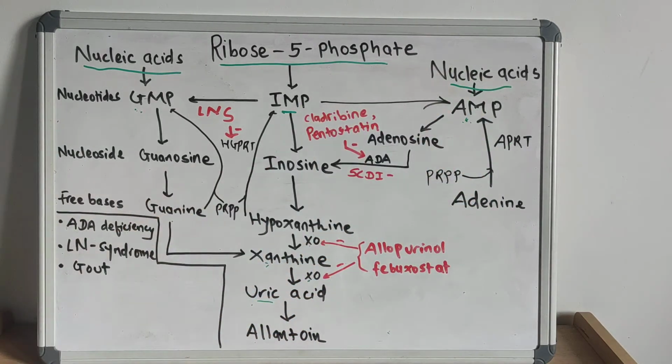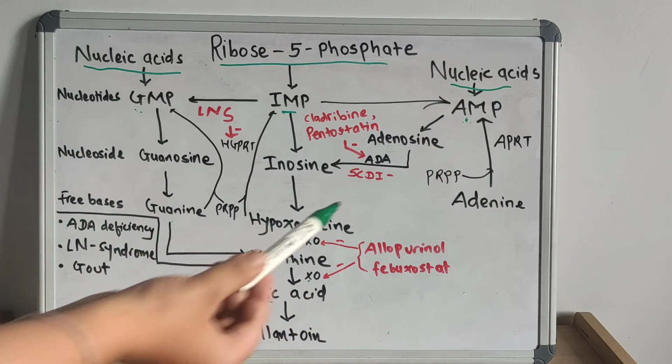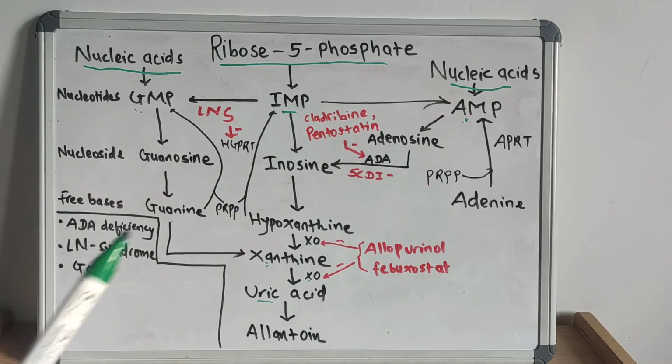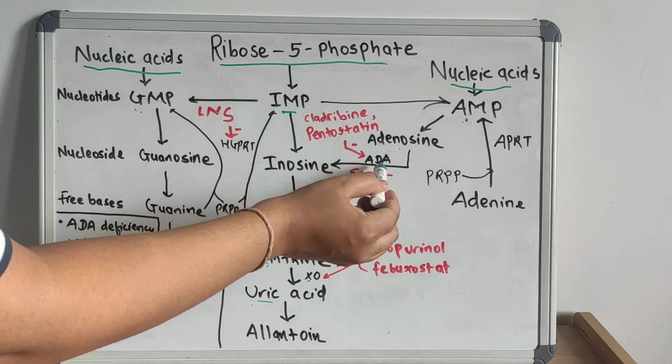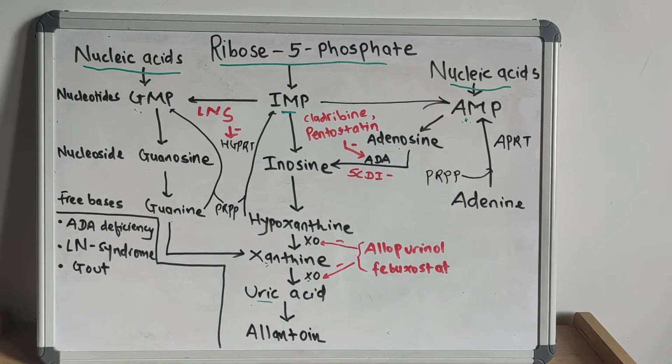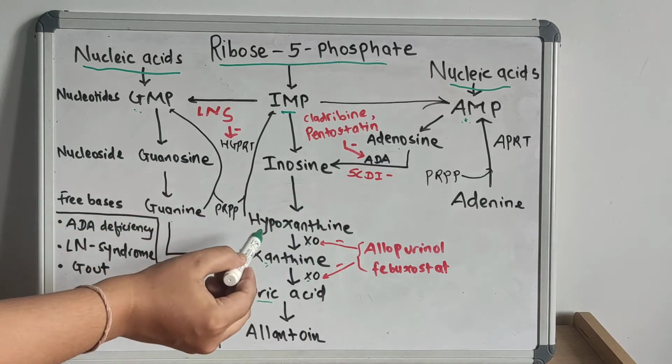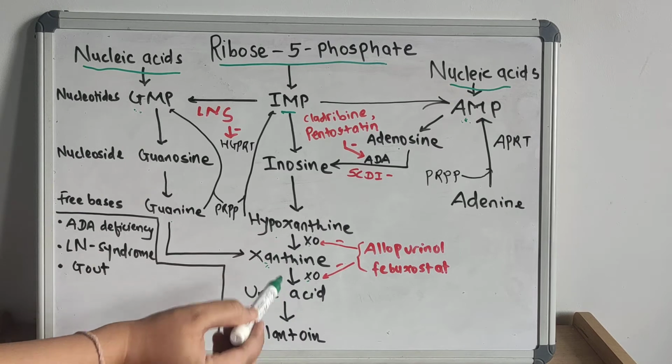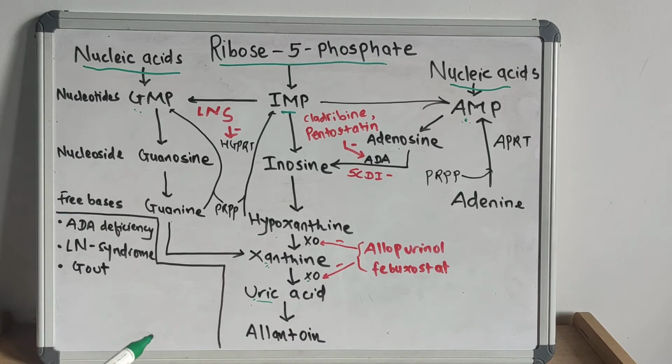converted into adenosine monophosphate, and adenosine monophosphate is converted to adenosine, and with the help of the enzyme adenosine deaminase, it is converted to inosine, and from the inosine it is converted to hypoxanthine, then by xanthine oxidase to uric acid, and it is excreted. So there is one unique pathway going on.